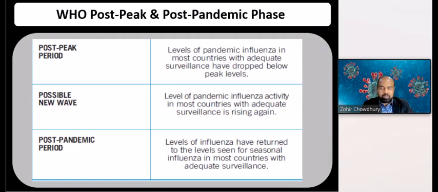During the post-peak period, pandemic disease levels in most countries with adequate surveillance will have dropped below peak observed levels. The post-peak period signifies that pandemic activity appeared to be decreasing. However, it is uncertain if additional waves will occur, and countries will need to be prepared for a second wave. Previous pandemics have been characterized by waves of activity spread over months.